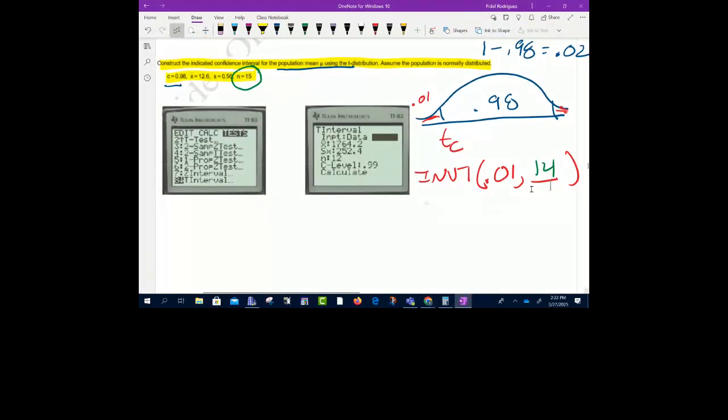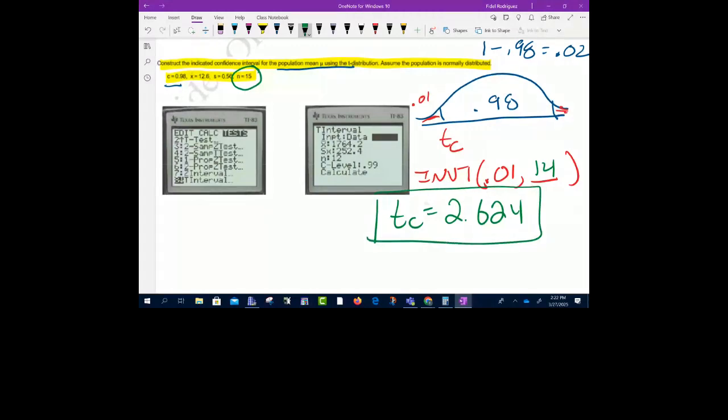So look, y'all, if I come back here, we said that was 0.01, and this was 14. And we calculate it. Guys, is anybody coming up with 2.624 for your T if you do this using the inverse T? Okay. There you go. So look, y'all, we found our TC value, right? Boom. We found our TC value.